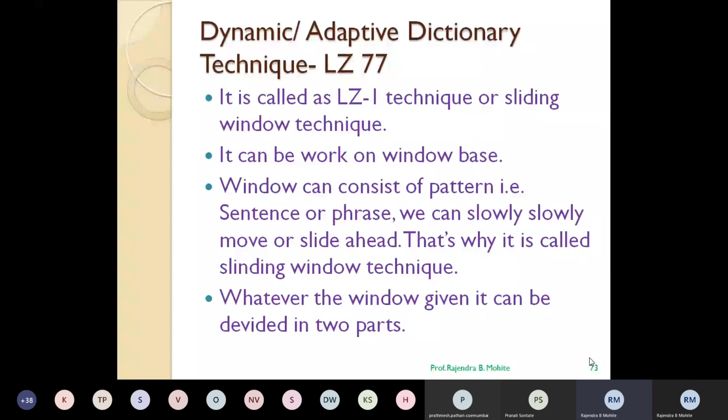As I already said, there are three types of dynamic dictionary: LZ77, LZ78, and LZW. So we can see those various dictionary types one by one. First, the dynamic or adaptive dictionary technique, LZ77. LZ77 is also called the LZ1 technique, or the sliding window technique.